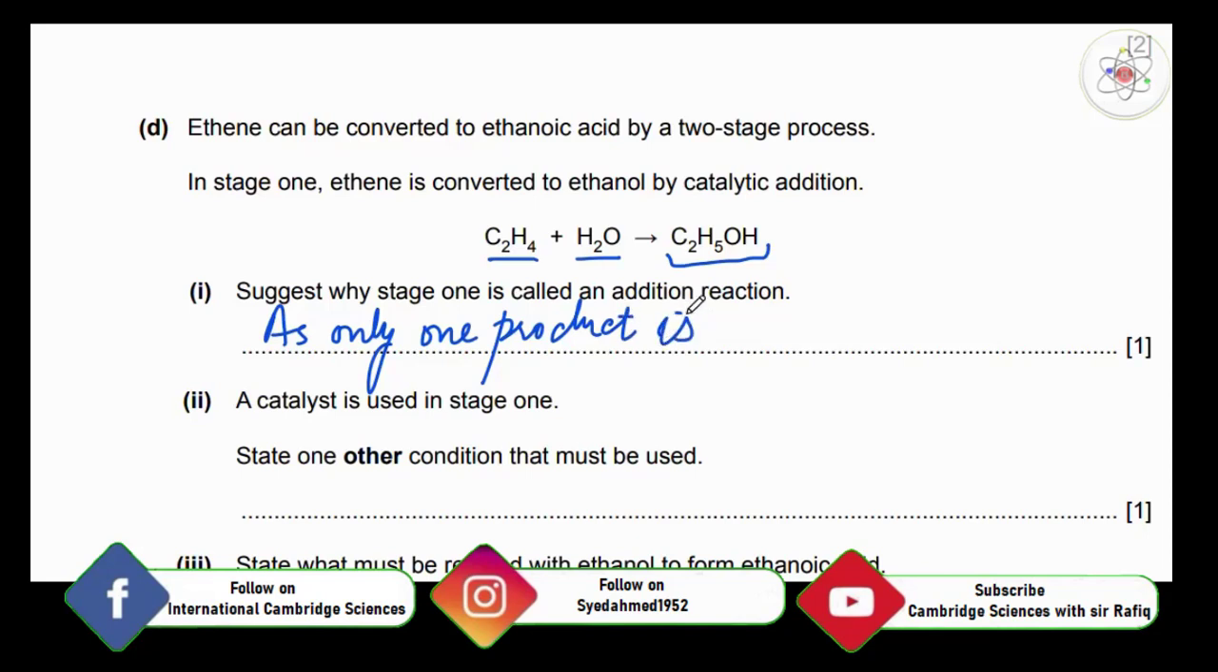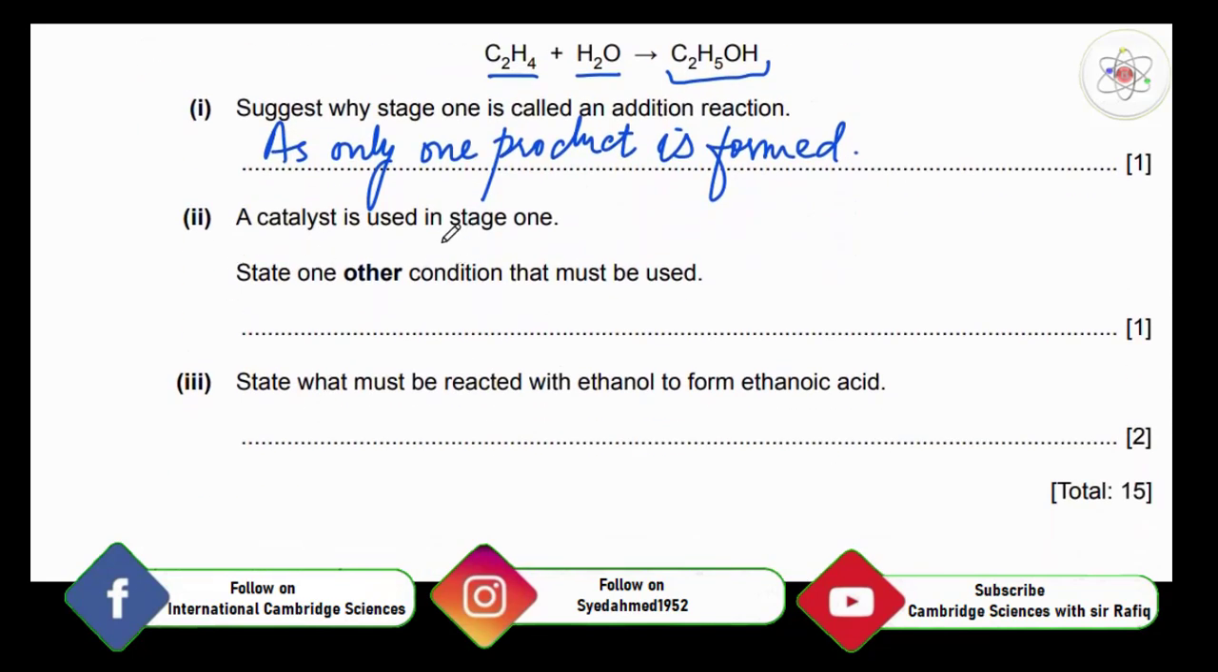During the reaction, a catalyst is used in stage 1. State one other condition that must be used, as we discussed earlier. So apart from the catalyst, we have to mention any other condition, and that is high temperature, right? High temperature means almost 400 degrees Celsius, or you can also write 70 or 60 atmospheric pressure. So high temperature and pressure are the other conditions.